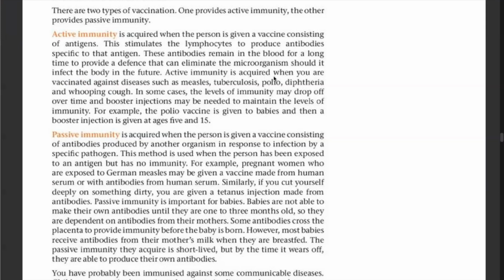Active immunity is acquired when you are vaccinated against diseases such as measles, tuberculosis, polio, diphtheria, and whooping cough.